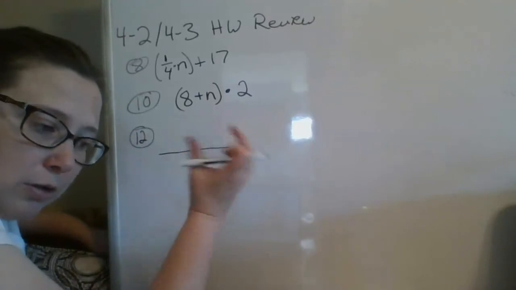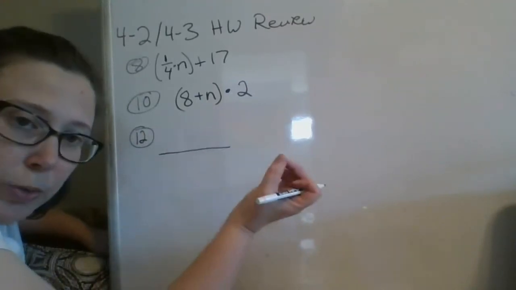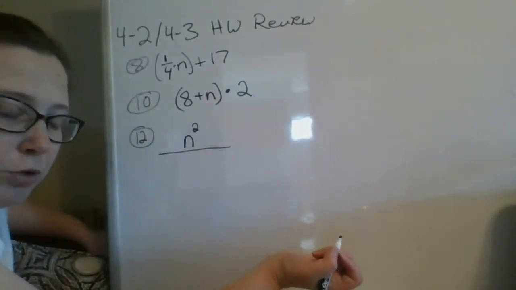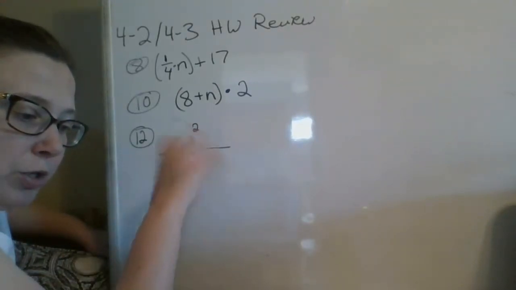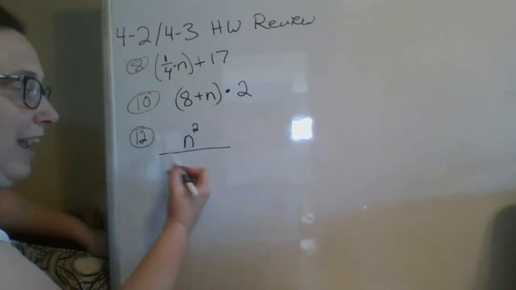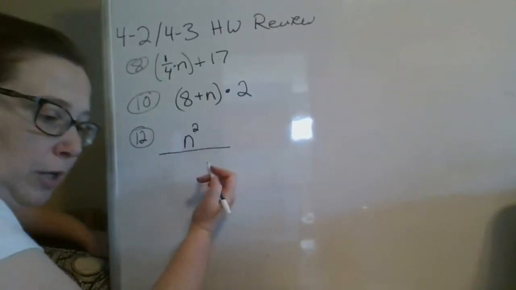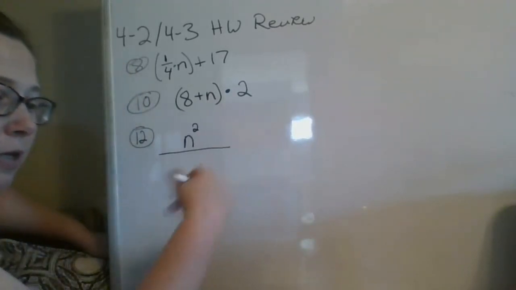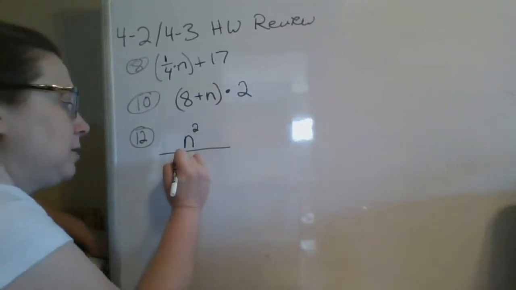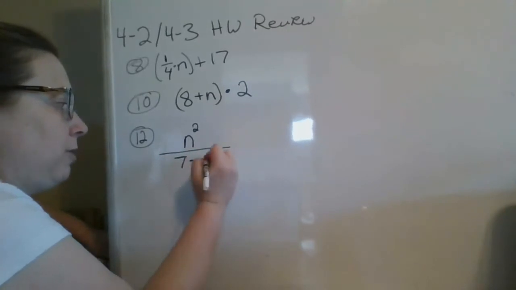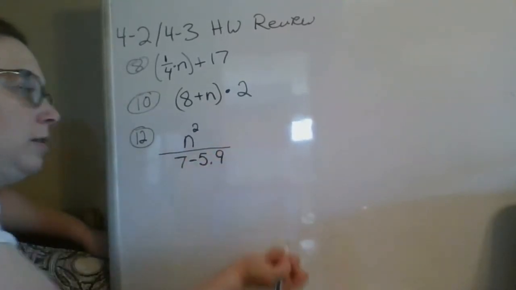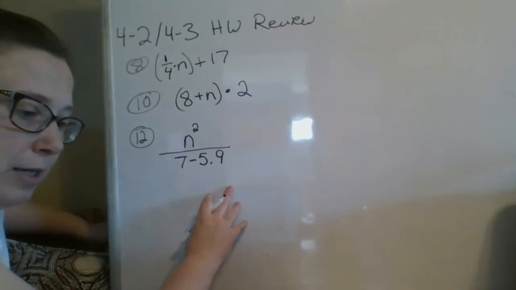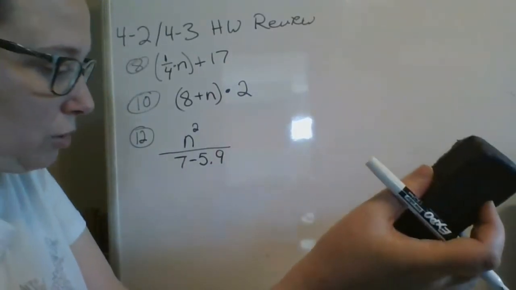So the first kind of hunk of this, the quotient of a number squared. So a number would be n, and squared means we're going to have an exponent of 2. The second part of our quotient, so it's the quotient of a number squared, and is where this would be, the difference of 5 and 9/10 and 7. So when you have the difference of, that means the second thing is going to go first. So it's 7 minus 5 and 9/10. That would be your answer to number 12. We have all 3 of these now, and we are ready to move to section 4-3.